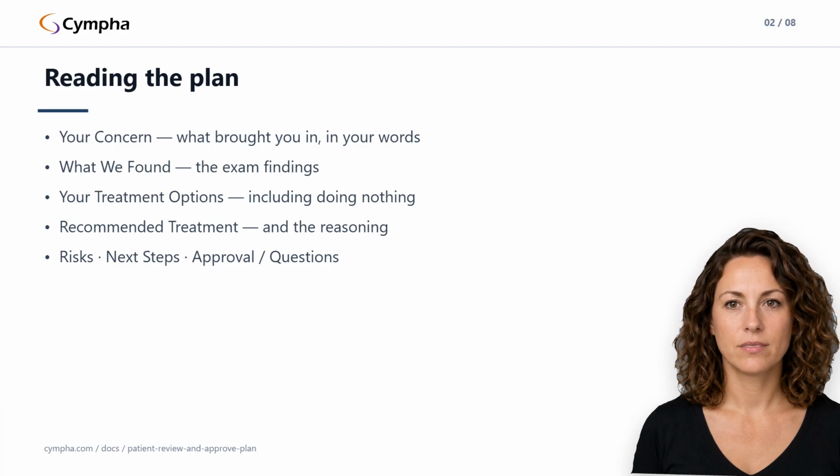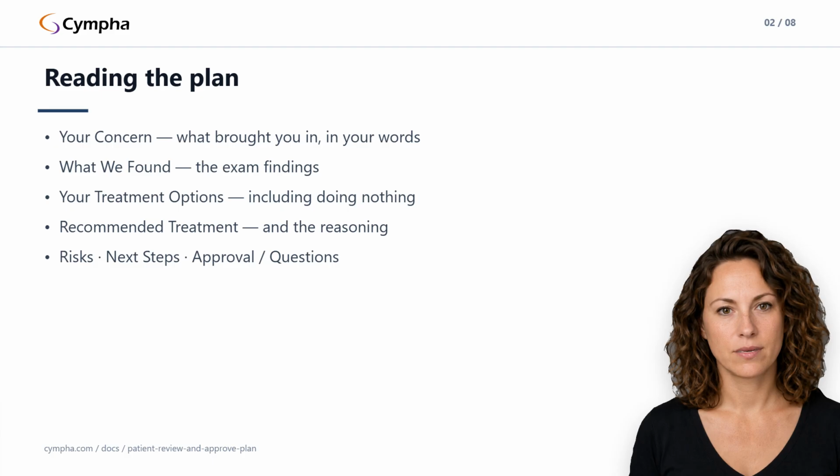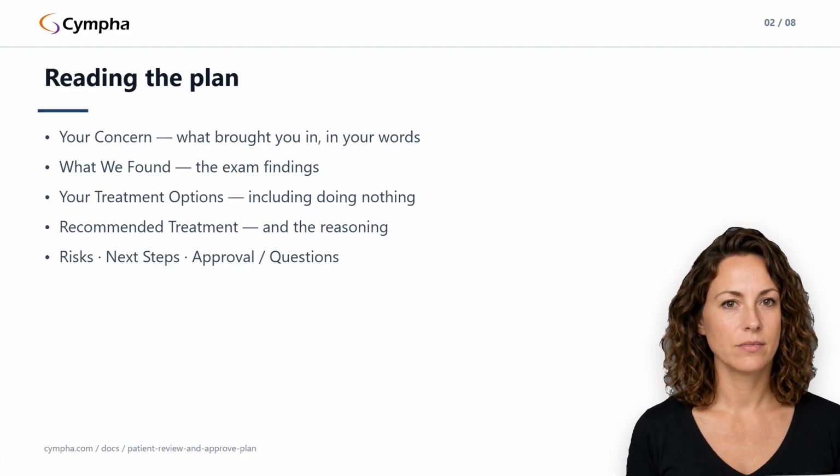Your treatment options, the real choices in front of you, and yes, that includes the option of doing nothing. A good plan tells you what happens then, too. Recommended treatment, the option your doctor suggests, along with the reasoning, not just the verdict. Then risks, what could go wrong or limit the result, next steps, and finally the approval and questions section, which is your turn to speak. Take your time with each one. This page isn't going anywhere.